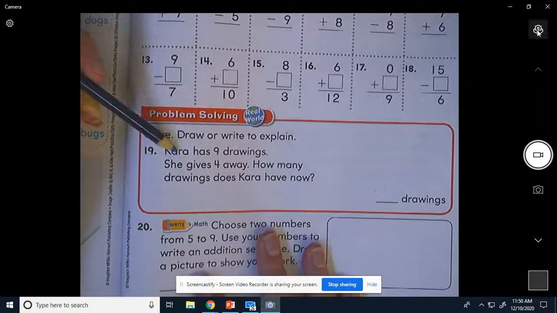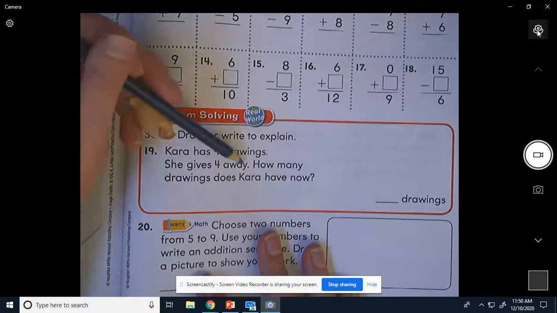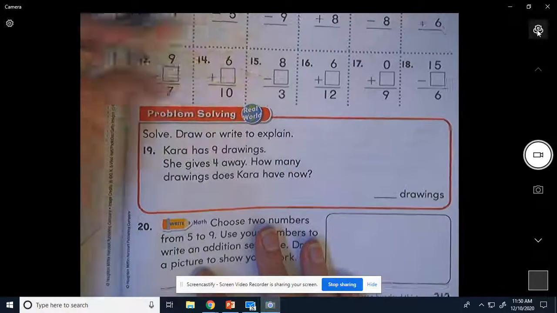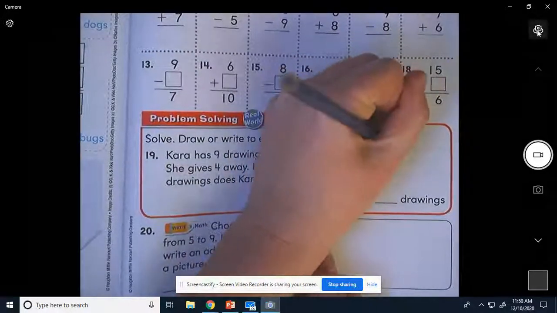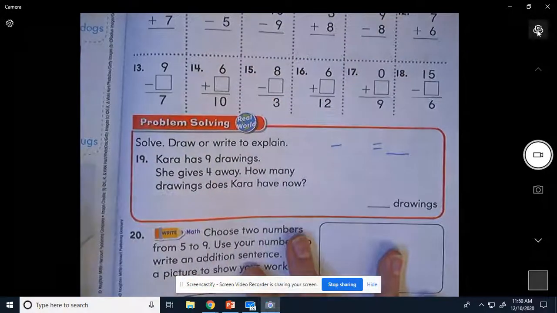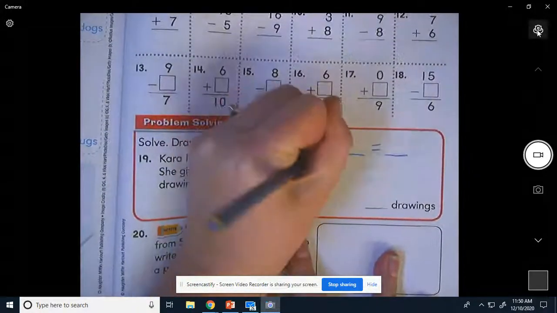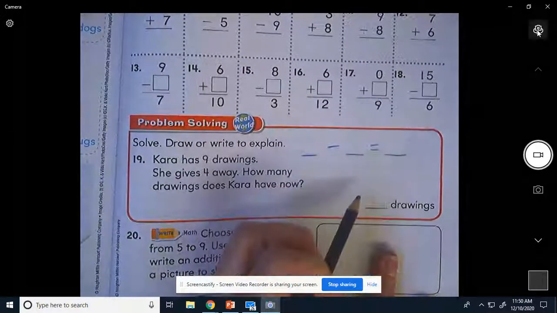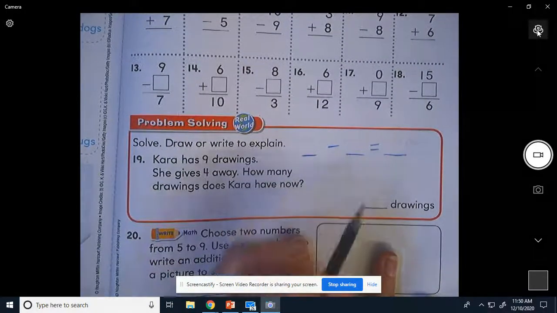I'm going to read this to you. Kara has 9 drawings. She gives 4 away. How many drawings does Kara have now? So I want you to make a sentence up here, and she's giving some away, so we know it's going to be subtraction. Okay? So you'll put your numbers in, and you'll subtract, and you'll put your answer here.